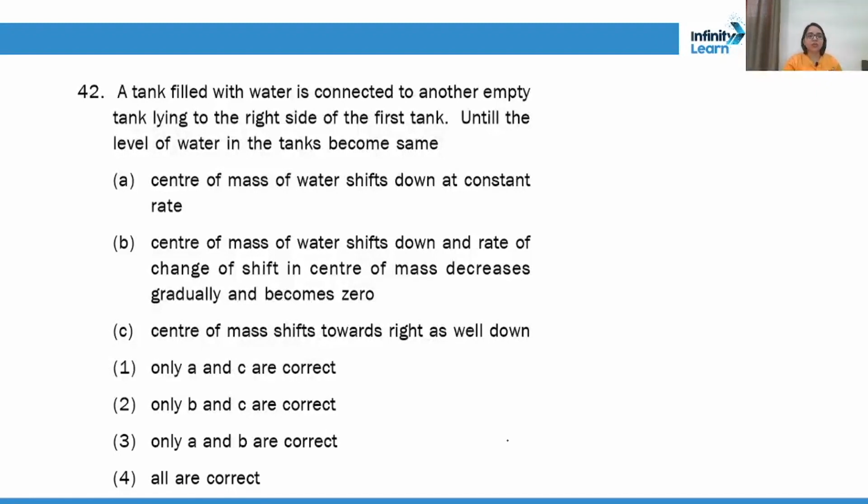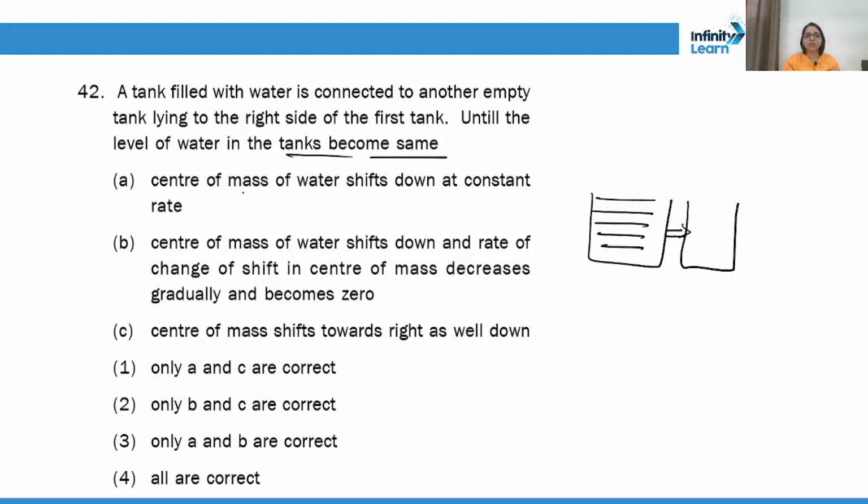Question number 42. A tank filled with water is connected to another empty tank lying on the right side of the first tank. So we have a water-filled tank and an empty tank over here, and these two are connected by a pipe. Until the level of the water in the tanks becomes the same, the center of mass of water shifts down at a constant rate. The rate of change of shift of center of mass decreases gradually and becomes 0.